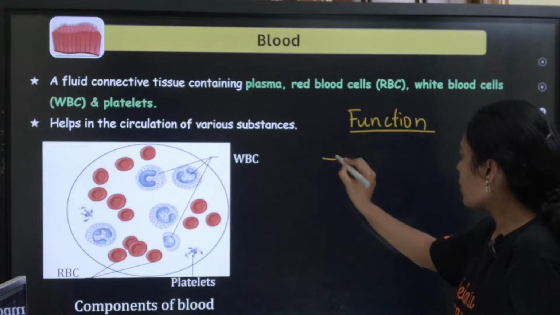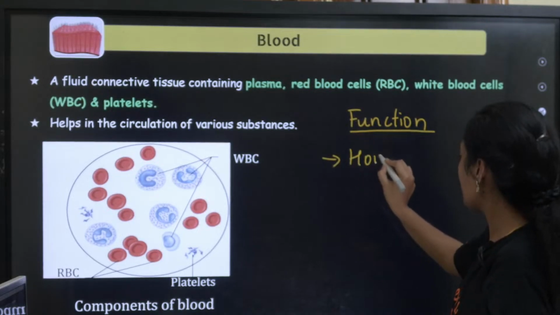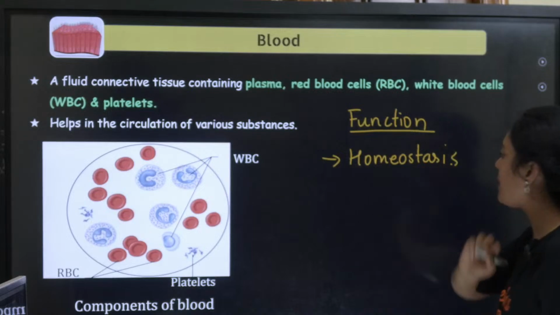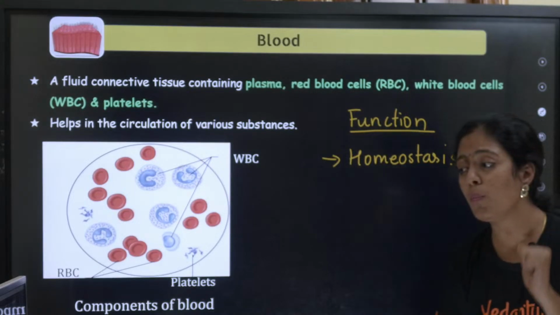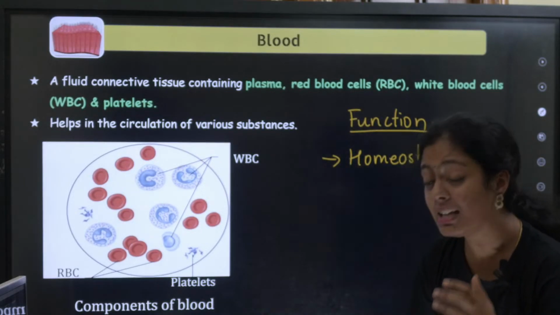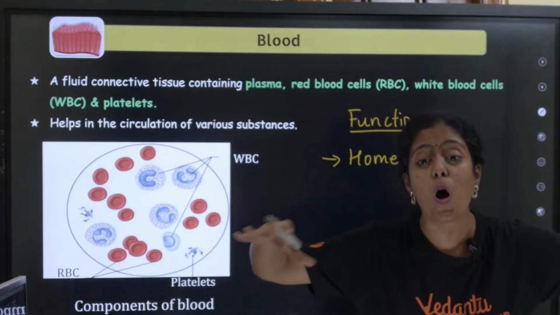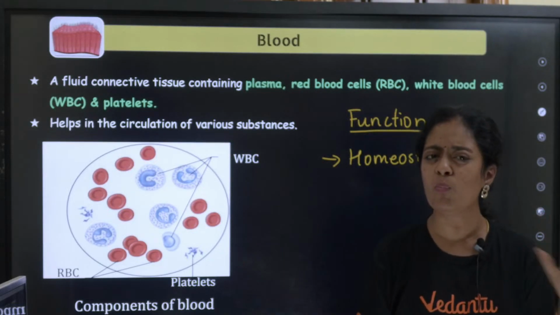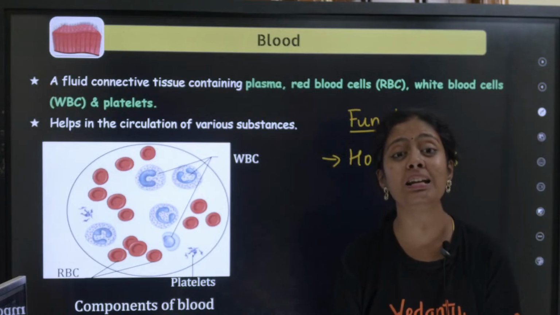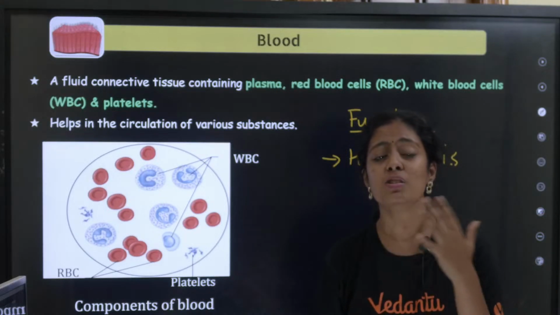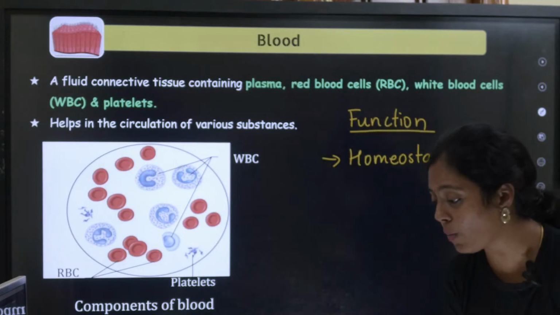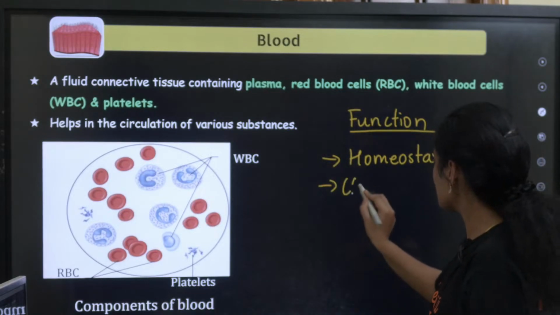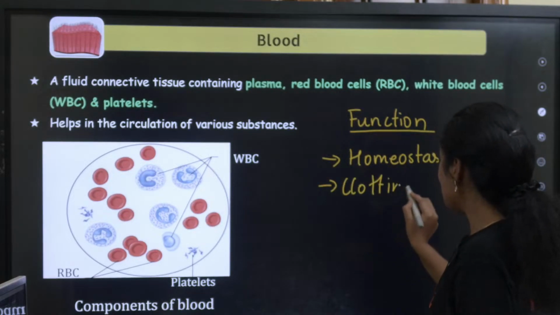Okay? They are going to help in maintaining homeostasis. What is homeostasis, guys? What do you mean by homeostasis? Anybody? The maintenance of a constant internal environment is called homeostasis. Very, very important. Correct? In our blood, we are all warm blooded, right? So your blood is helping us to maintain homeostasis. Other than that, it helps in clotting, correct? It helps in immunity.